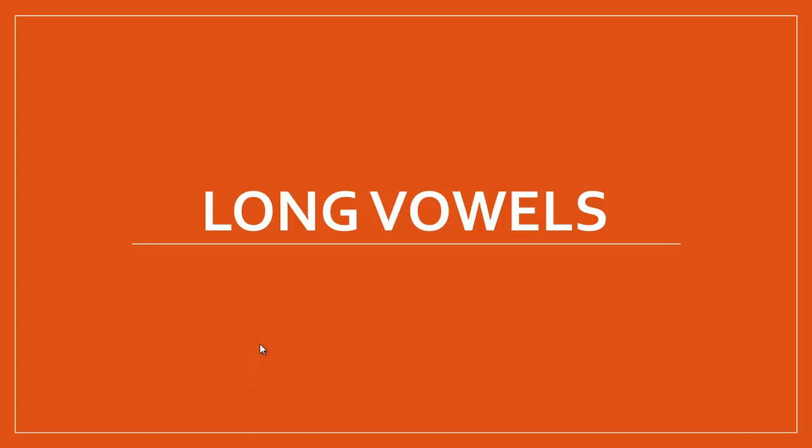In this lesson, we're going to take a look at the long vowel sound in words. Let's first start with the long vowel A. There are three different ways that we can spell the long vowel sound A in words. The first is with the pattern of A consonant E. So for example, the word lake.